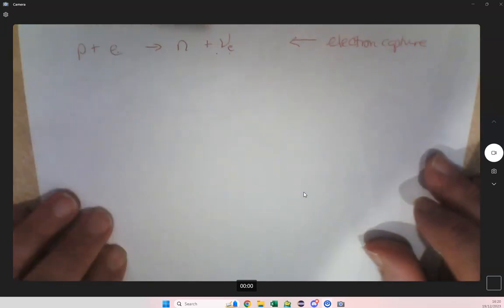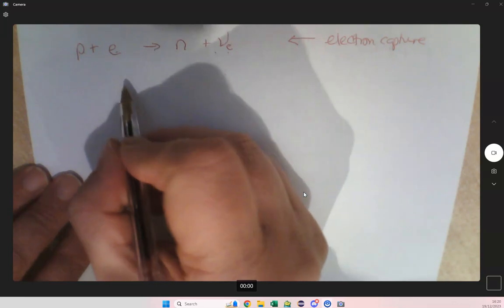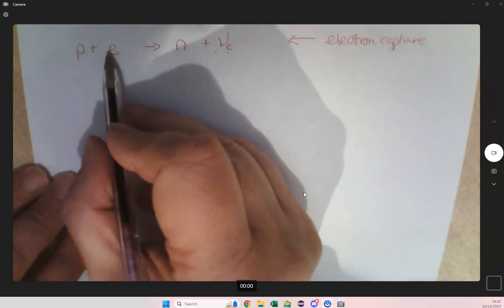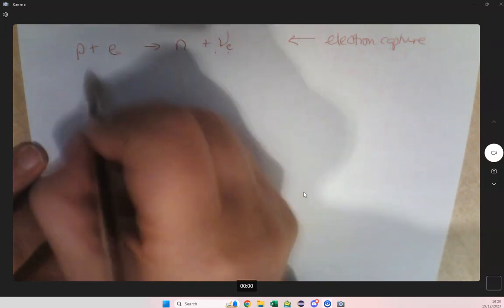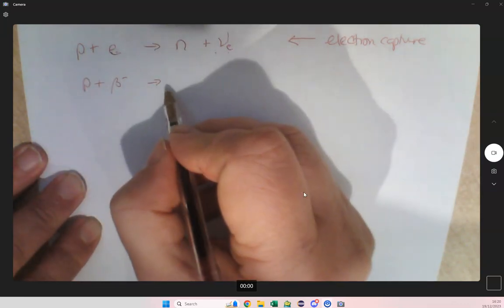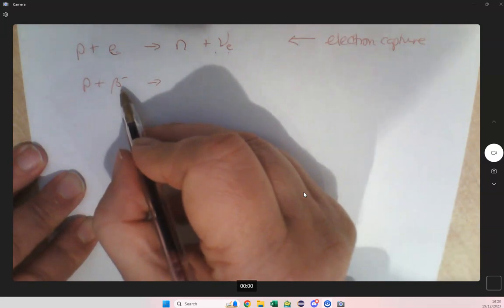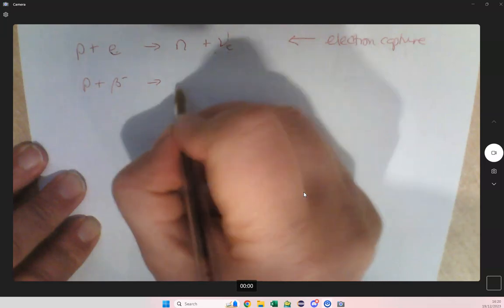Now, I'm going to have another go and play around with this a little bit further. What I'm going to do is take off my electron. And then I'm going to go from here and have it back as a beta minus particle. It's the same thing in terms of our conservation laws. Beta minus is just a high energy electron, and the energy element isn't considered in this interaction anyway.